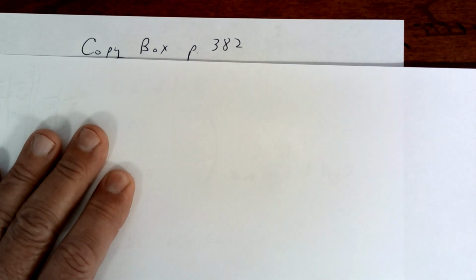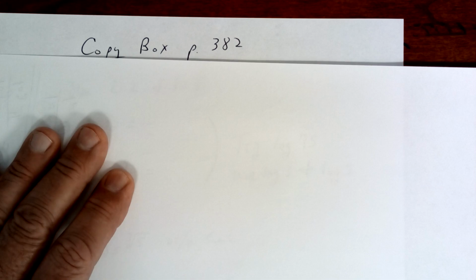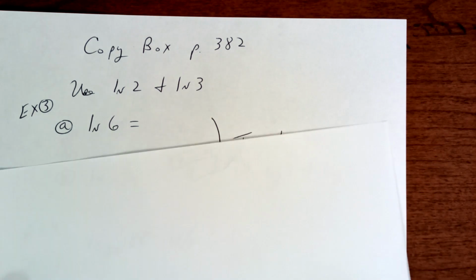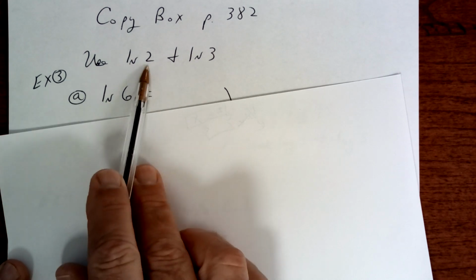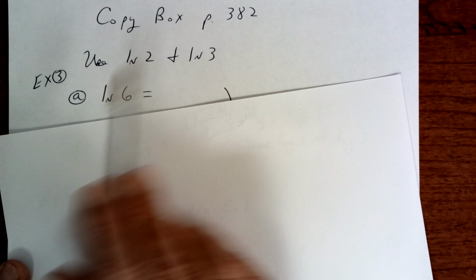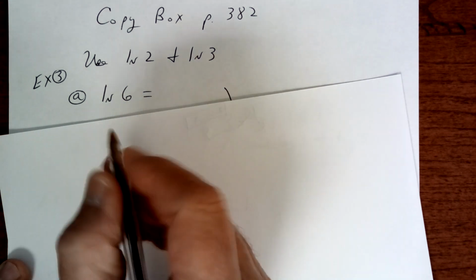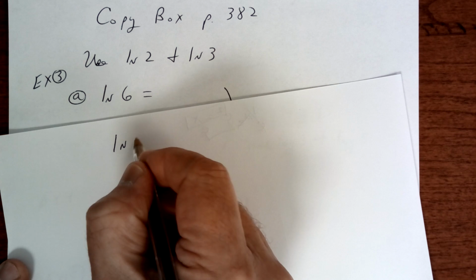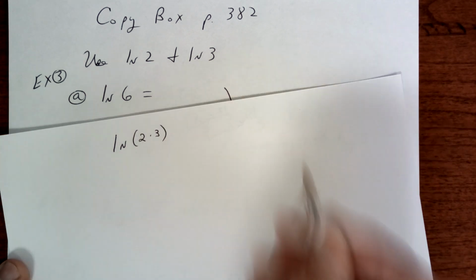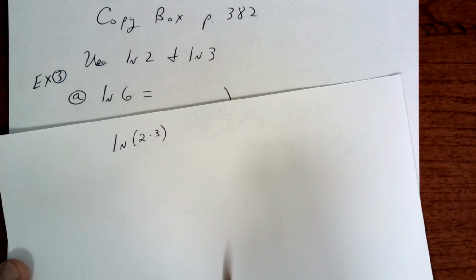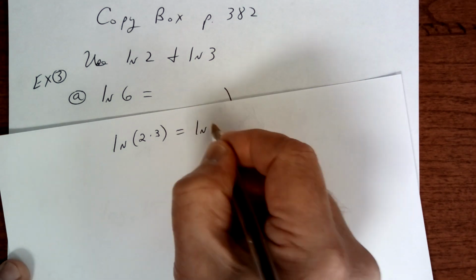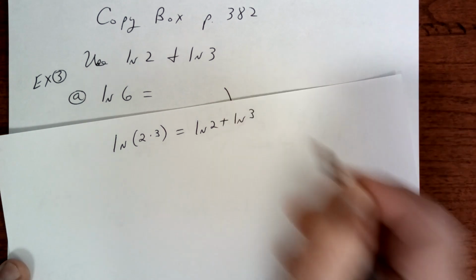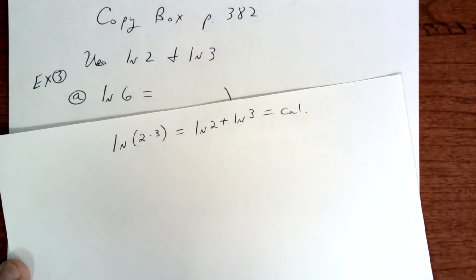Copy down that box right there, 382. All right, let's take a look here. Now pay attention to this. They want you to change this to natural log of 2 and natural log of 3. Well, 6 is 2 times 3. So the first thing you do is you write it as a product of 2 times 3. Like that. Okay? And according to this box that you copied down, when you multiply, you add. So you're going to say equals the natural log of 2 plus the natural log of 3. And then use your calculator. That's it. That's how you do it.